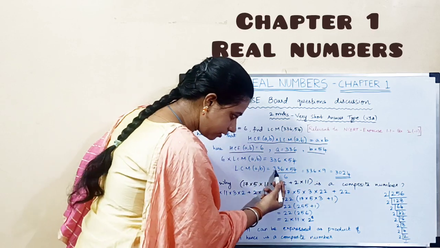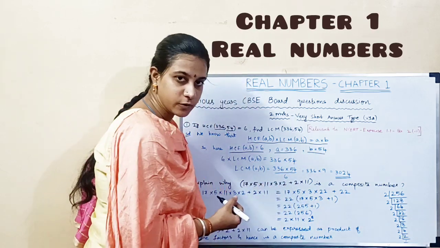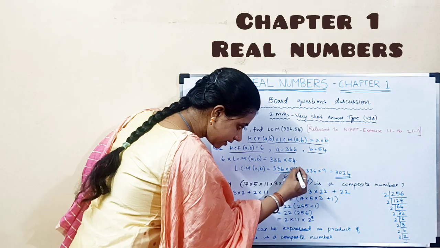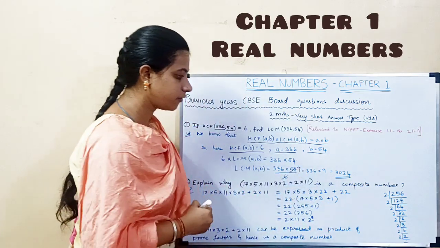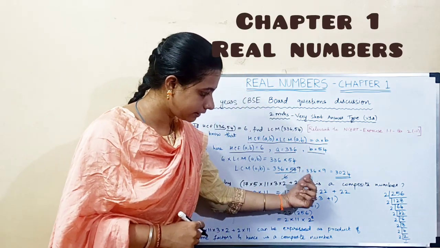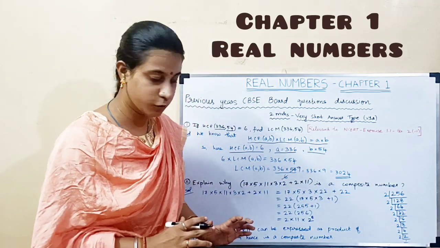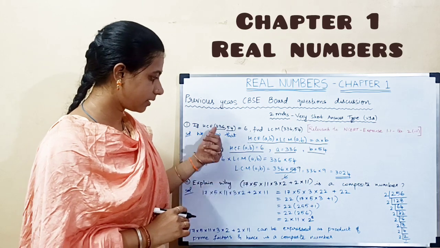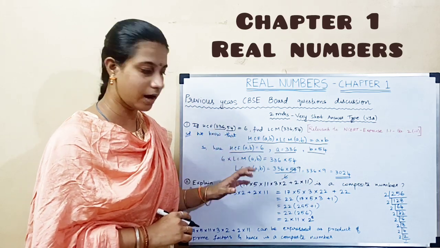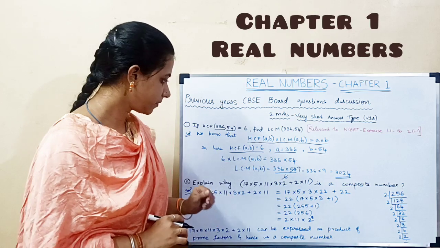LCM is equal to 336 into 54 by 6. Here we can cancel out 6 into 9, 54. So we will get 336 into 9, which will be 3024, which is the LCM of the numbers 336 and 54, and this is our required answer.